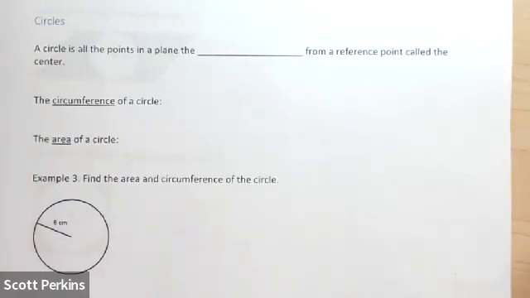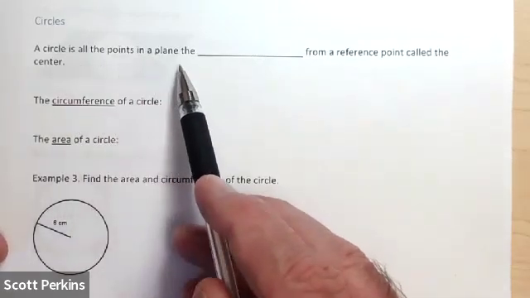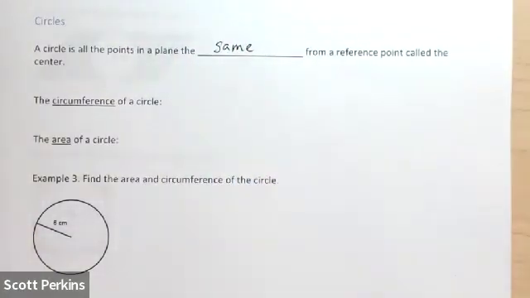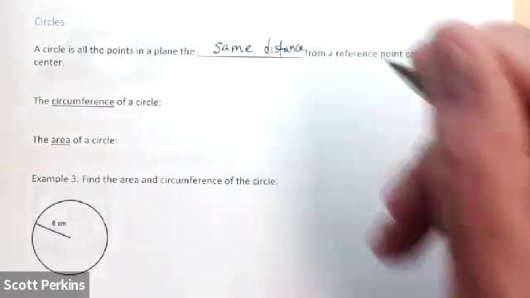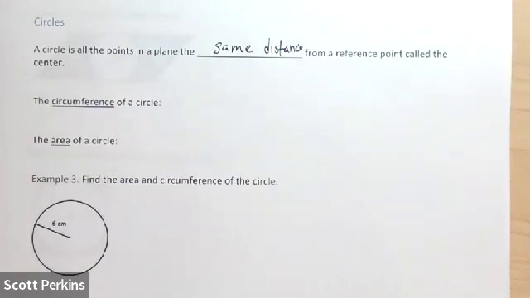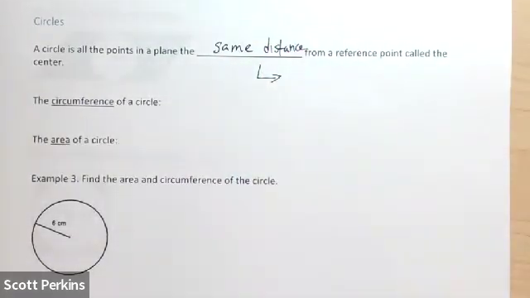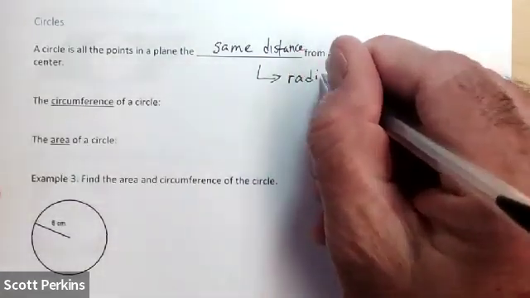But before we do that, I'm going to tell you what a circle is. A circle is all the points in a plane the same distance, there's two words there, from a reference point called the center. Now, the center is not part of the circle. It is the reference point that gives us the circle. And that distance right here, this same distance that all the points on the edge of a circle are, is called the radius of the circle.